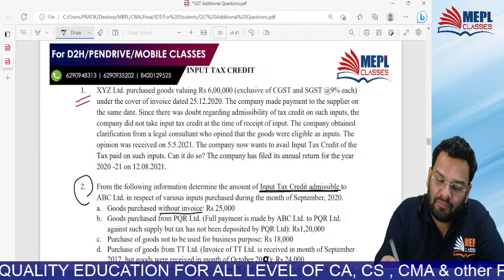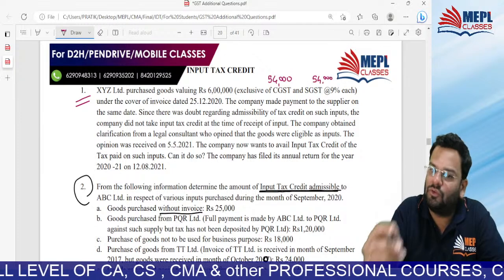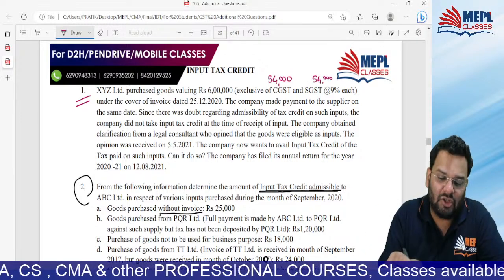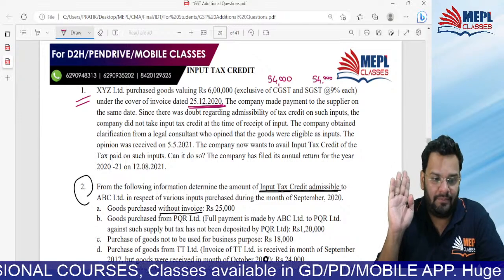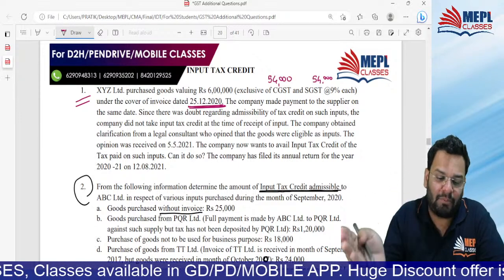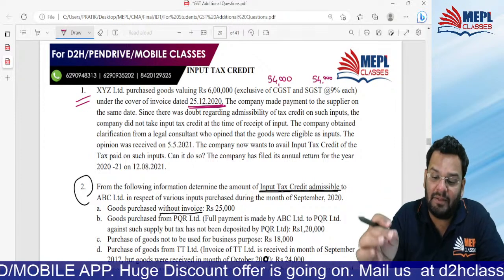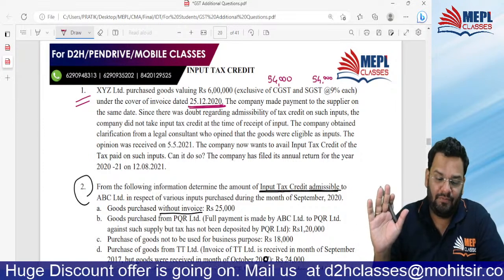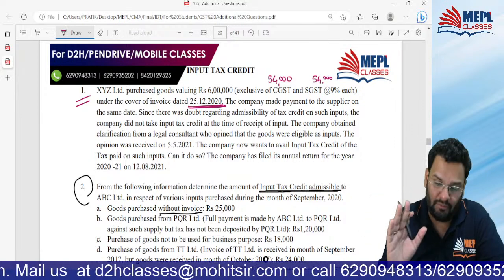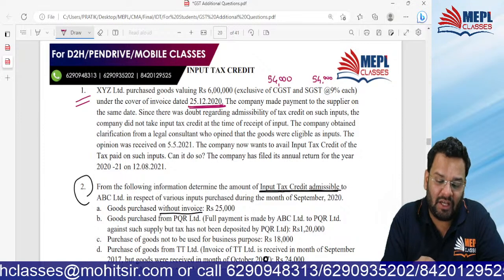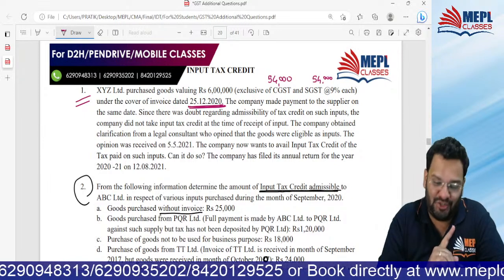So it's going to be 54,000 each, under cover of an invoice dated 25th December 2020. The company made payment to the supplier on the same date. There was a doubt regarding admissibility of tax credit on such inputs, so the company did not take ITC at the time of receipt of input. The company obtained clarification from a legal consultant who opined that the goods were eligible as inputs.